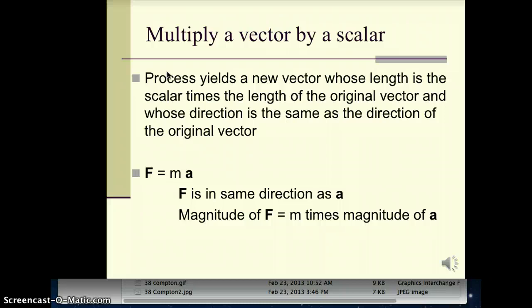As an example of this, I've shown Newton's second law. We'll talk about this in a lot more detail later on in the course, but for today, we can read this equation as force equals mass times acceleration. So force and acceleration are vectors. Mass is a scalar. And what this equation tells us is that the force is in the same direction as the acceleration, and the magnitude of the force is the mass times the magnitude of the acceleration.